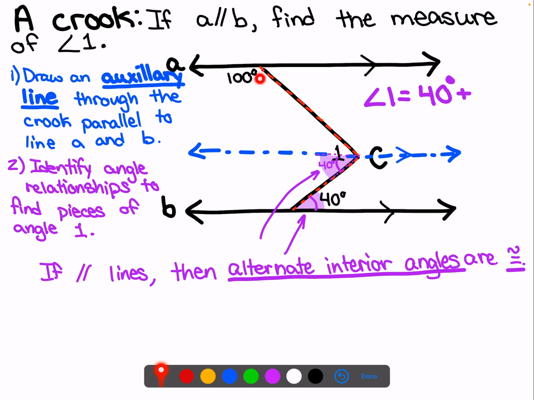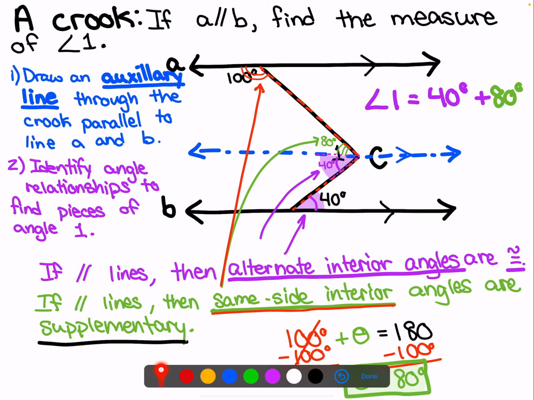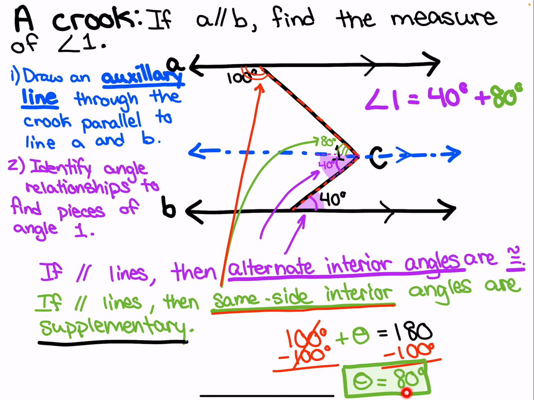Next, we'll focus on the top piece of angle 1. I know that this is 100 degrees up top. What is the relationship between 100 degrees and the top piece of angle 1 here? Well, they are same side interior angles. And if we have parallel lines, which we do, same side interior angles are supplementary, meaning they add to be 180 degrees. Well, if this is 100 degrees already, that means the top part of angle 1 will be equal to 80 degrees. This missing angle is equal to 80 degrees.